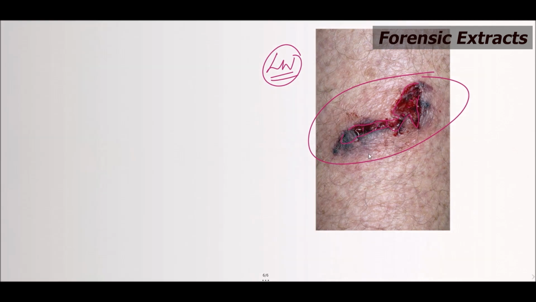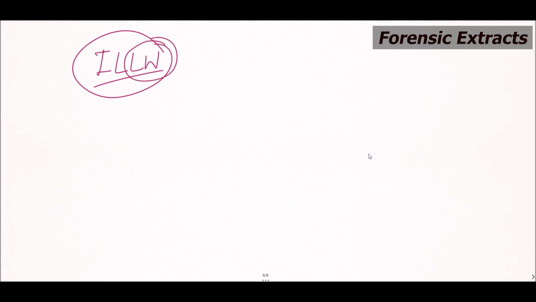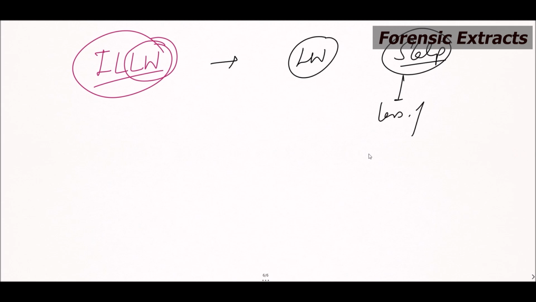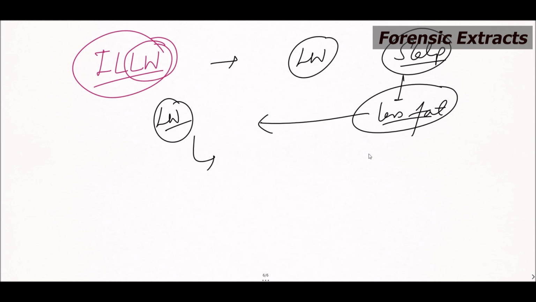Now there are certain differences, like you must have heard about incised looking lacerated wounds. So actually they are lacerated wounds, but they look like incised wounds. Suppose there is a lacerated wound on the scalp area. So what is there in the scalp? There is less fat, subcutaneous fat is less. So because of that less fat, the lacerated wound looks like incised because the margins will be slightly cleanly cut.